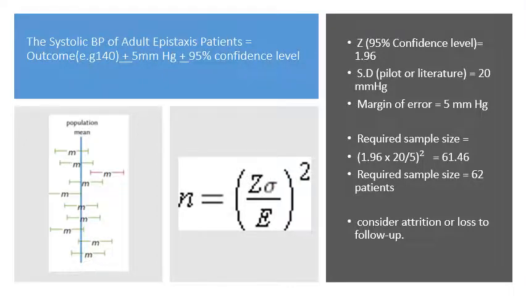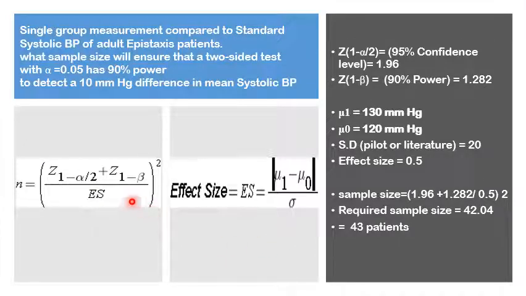The other equation is this. Say now we have found out the blood pressure of the adult epistaxis patients with good precision in the measurement, but we're now interested to see if this systolic blood pressure is higher or lower than normal. Then we compare it to a known standard, and that known standard is fixed through the literature, the systolic blood pressure of adult patients. So we compare our measurement with the known standard and find out if there is a significant difference or not.